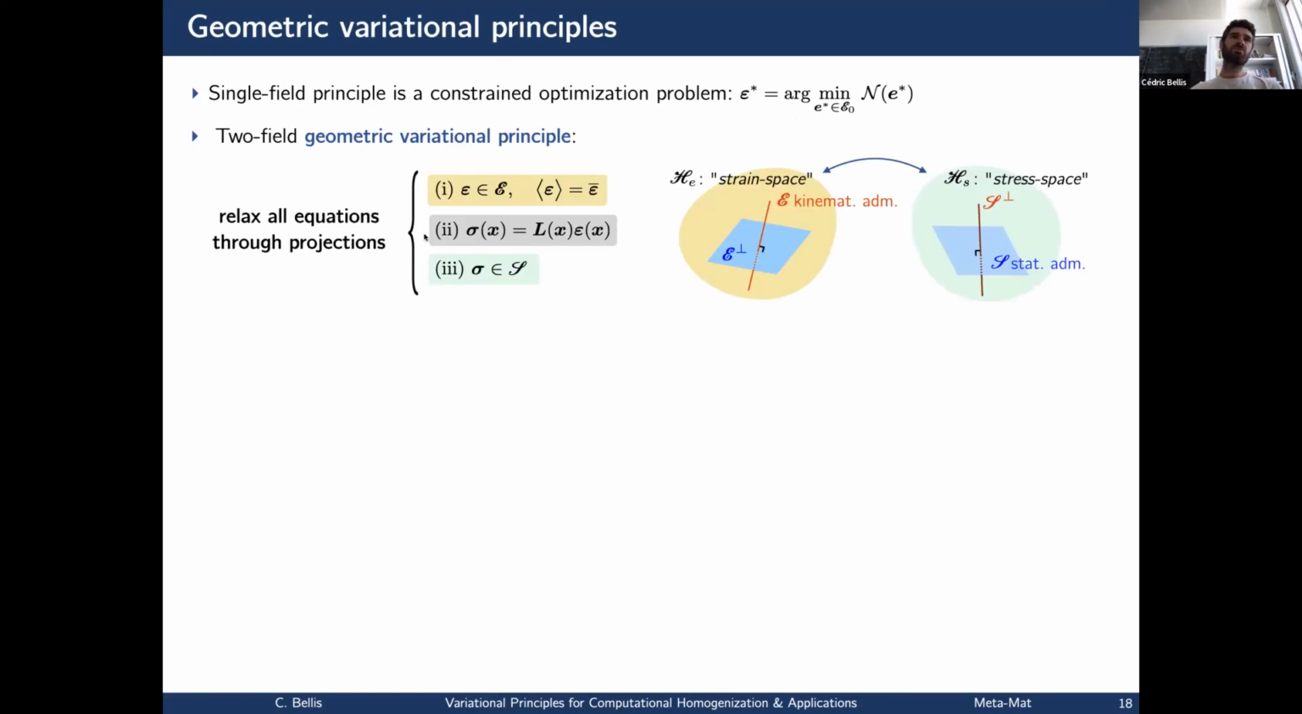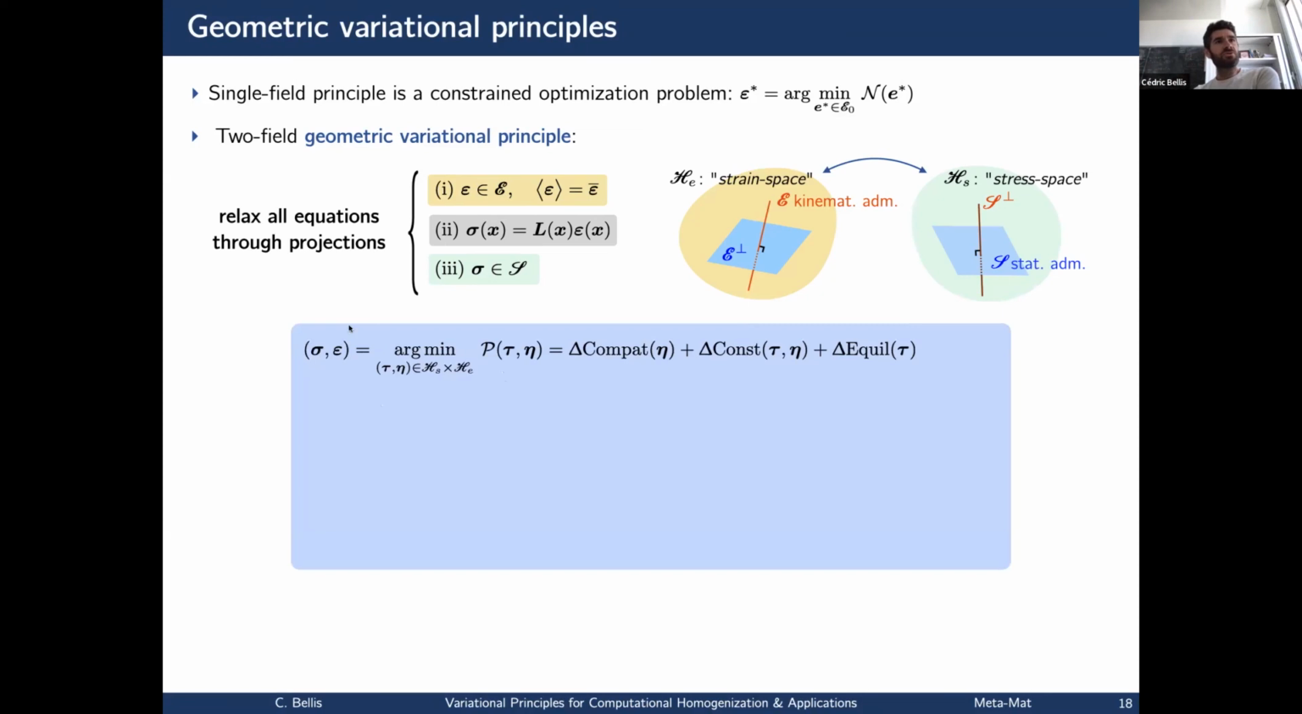My objective here is to now relax all of the equations of the problem. So I replace the set of 3 equations describing the problem. I fully relax them in the geometric setting that I have just discussed before. So the idea is to look for the solution sigma epsilon, so stress and strain, by minimizing this two-field functional, which is constituted by 3 parts. I have 2 parts which are some measure of the static admissibility using the projector into the appropriate subspace. So this part is the same as before.